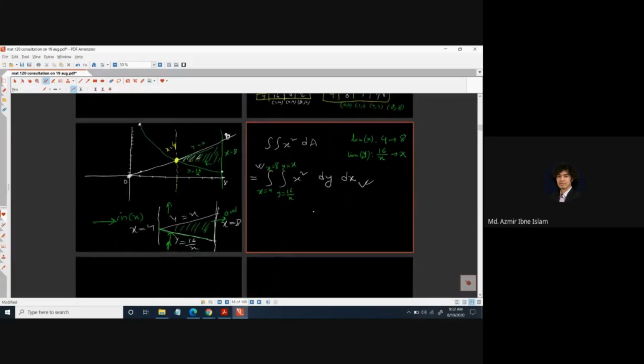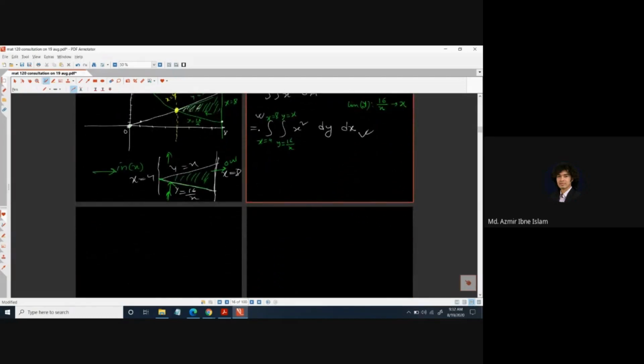Okay. Without wasting time, let's try to evaluate the integral. So at first, you can understand that since the y limits are functions, 16 by x and x, these are not constant values. So we have to integrate at first y, not x. We can't change the order. We can write dx dy here. This is the restriction.